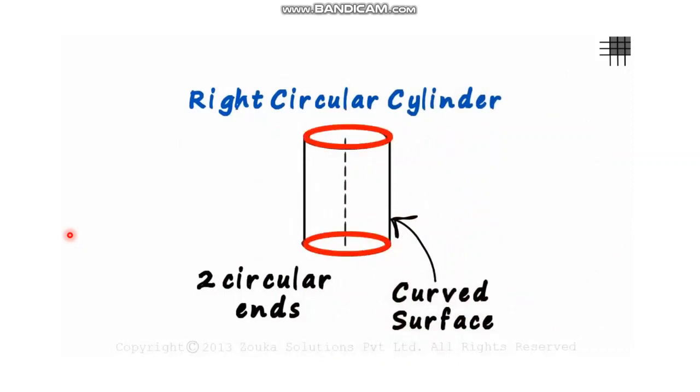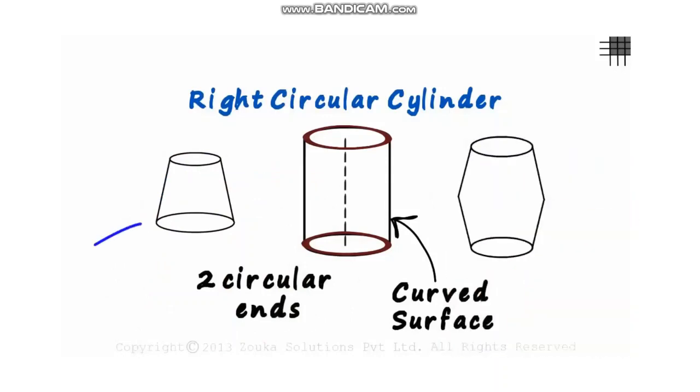We should know these two circles have the same radius, which means they are equal circles. All the circles between these two circles are also equal. So, it cannot be like this or like this. This one doesn't have equal circles at the ends, and this one doesn't have the same cross section throughout, which is why both are not right circular cylinders.